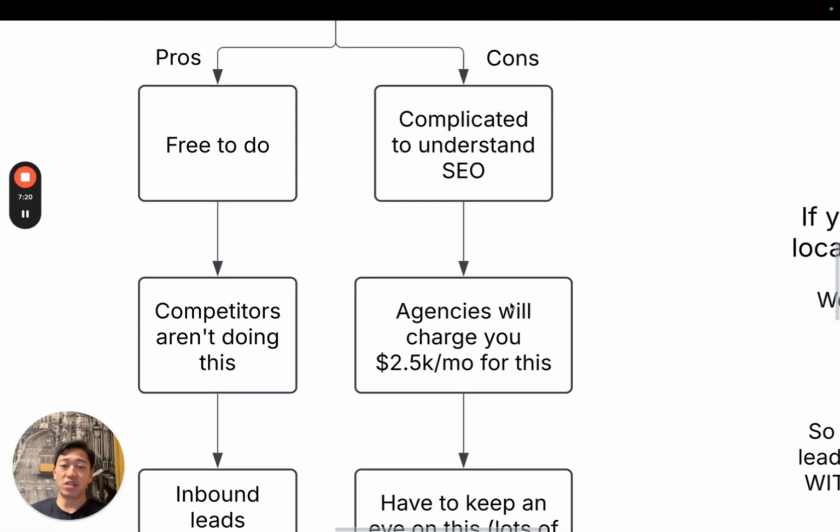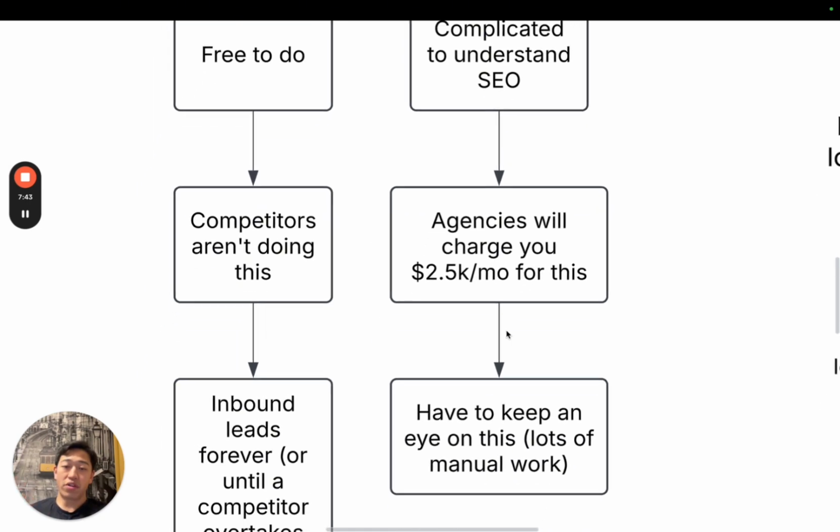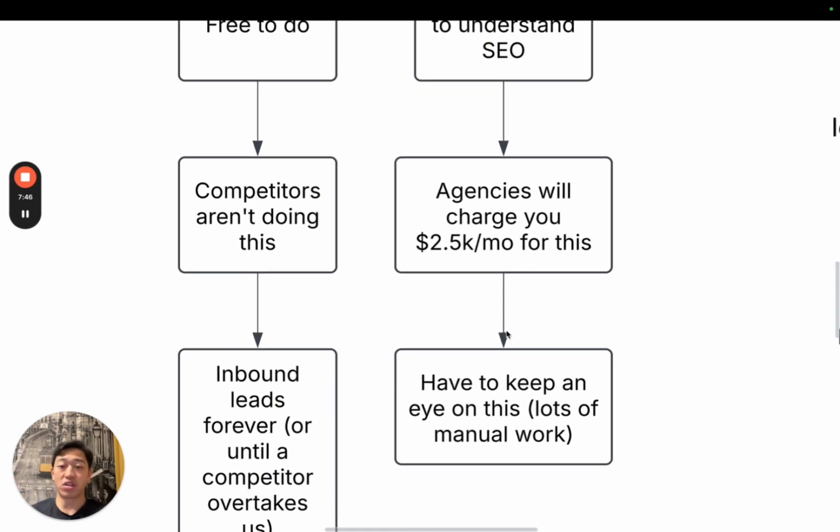But the con of this is it's definitely complicated to understand all the nuances of SEO. And that's why agencies will approach you and charge $2.5K a month for all of this. However, you can do this all for free. I could show you later how you can do this all for free. But another thing is you do have to keep an eye on this. So it's a lot of manual work. That's why these agencies will charge you $2.5K a month for a 1-year contract, because it's a lot of work to just see what ranking you are. How do I modify the pages? How do I build backlinks? It's all very complicated, but you could do this all yourself if you wanted to.